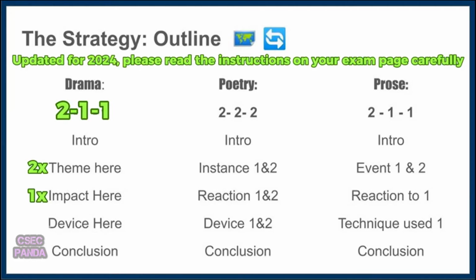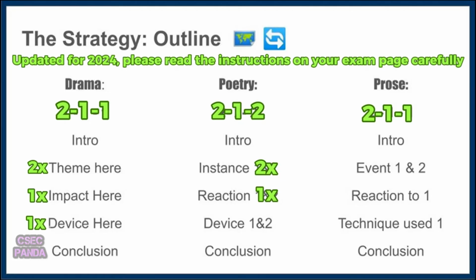You're going to have your introduction paragraph, then you're going to be answering the theme question, the impact question, the device question, the conclusion, and then same thing for the poetry, except you're going to be fitting in a comparison of the two poems. So instance 1 and 2 will be going in the same paragraph, or you could split them up into different paragraphs, but I found that when I was practicing, based on the time limit that you have, you can't really do much more than that, so this is what I recommend. And then the prose, similar, that's how the outline would generally be.